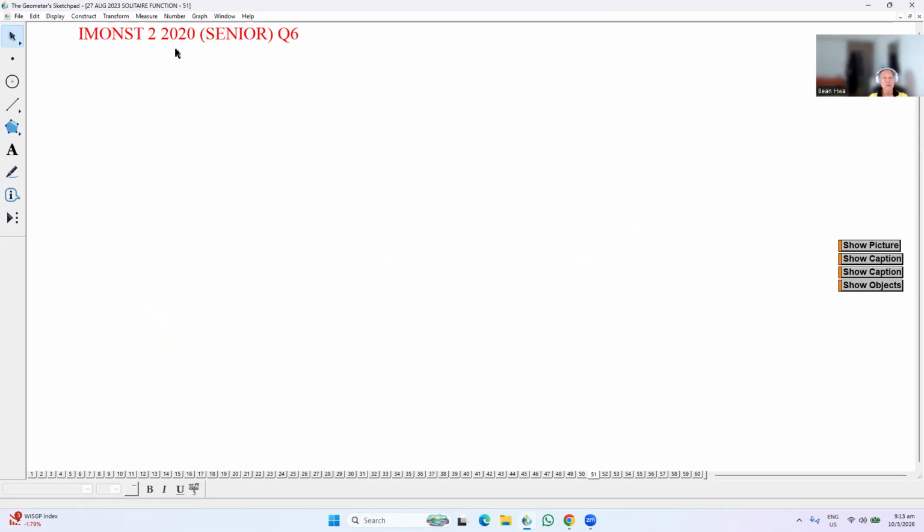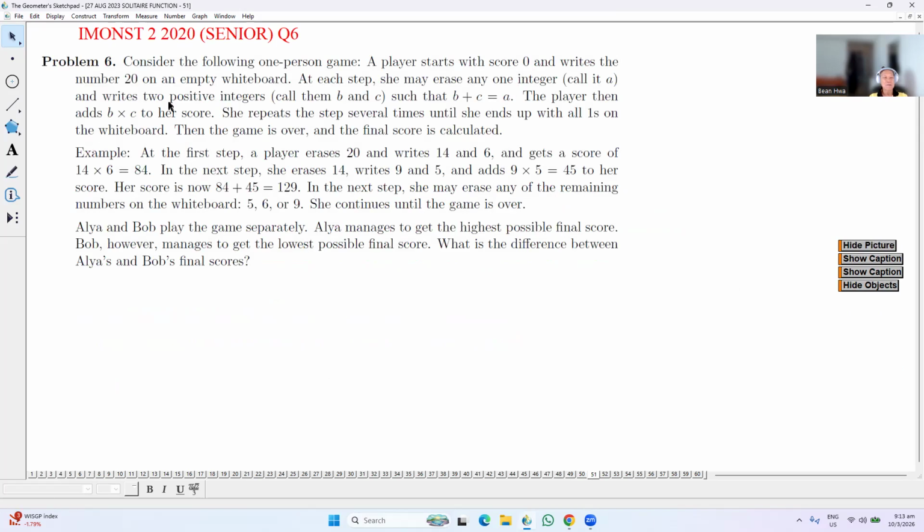IMONST 2 2020 Senior Section, question 6. Here's the question. Problem 6. Consider the following one-person game. A person starts with score 0 and writes the number 20 on an empty board. At each step, she may erase one integer, call it A, and writes two positive integers, call them B and C, such that B plus C equals A.